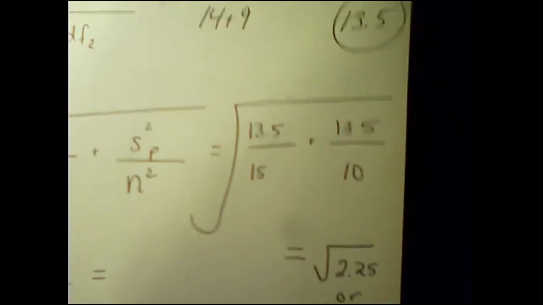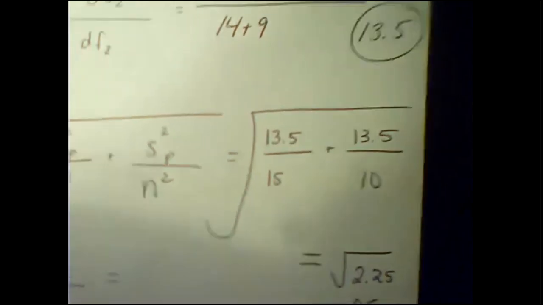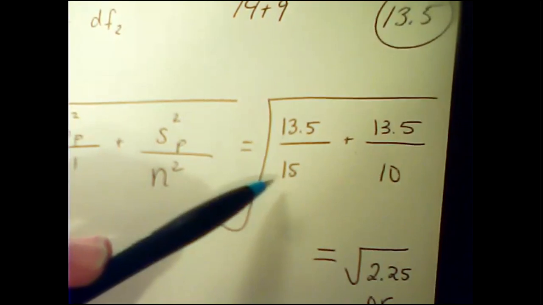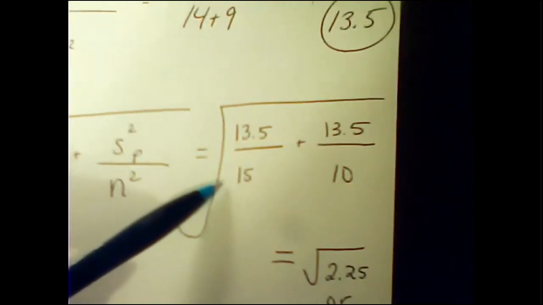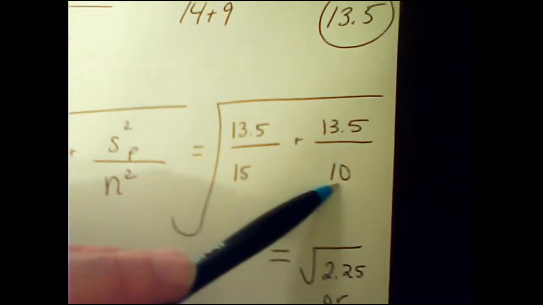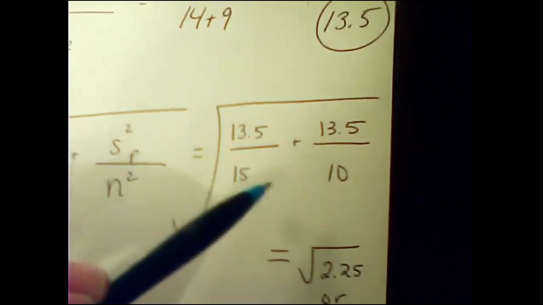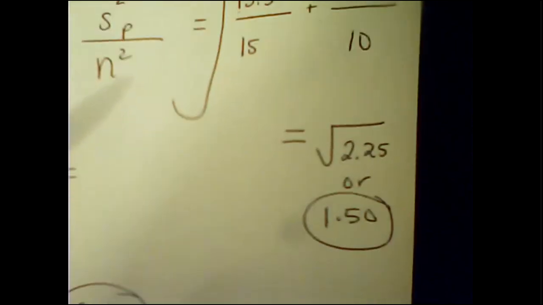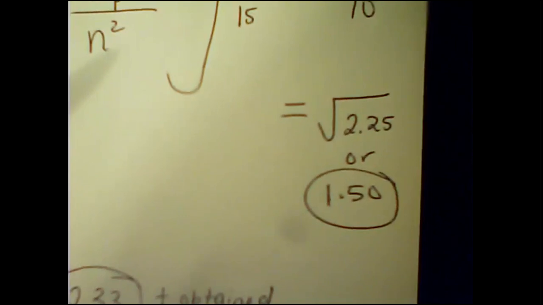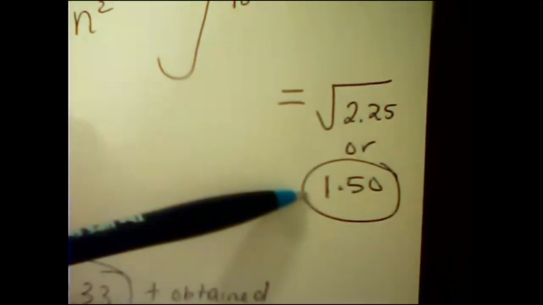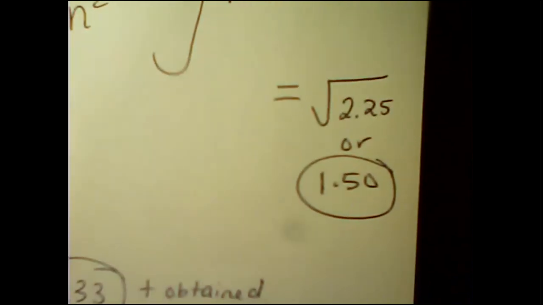Okay, and here's my work. We had a pooled variance of 13.5, and then our first sample size, not degrees of freedom, sample size, make sure you're following the formula, is 15. Group 2 has 10. Plug this into the calculator. We end up wanting the square root of 2.25. The error term is 1.5. That is our estimated standard error. It's going to go in the denominator of our t-statistic.